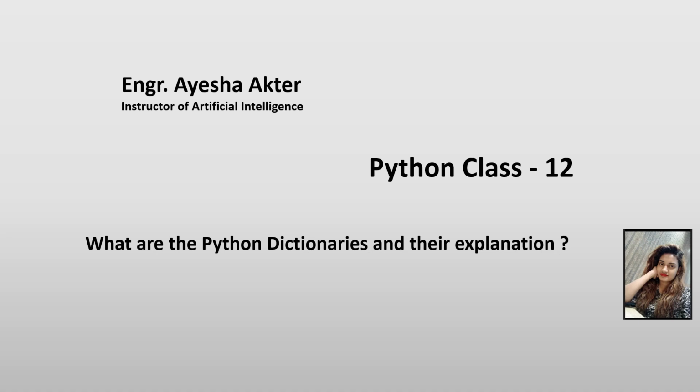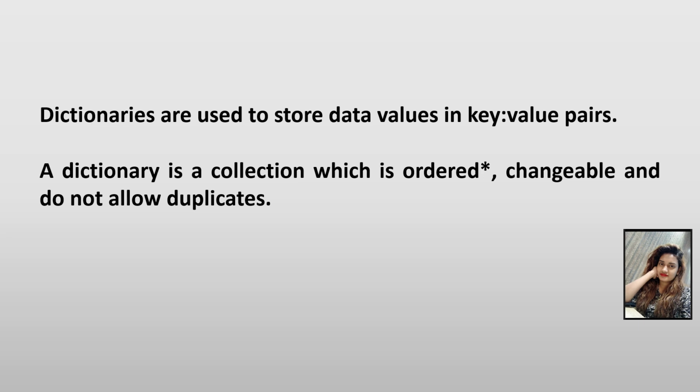Today in this tutorial I'm going to show you what Python dictionaries are and explain them. First of all, you have to know the definition of dictionaries in Python. They are used to store data values in key value pairs. A dictionary is a collection which is ordered, changeable and does not allow duplicates.